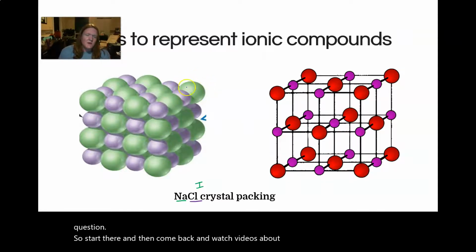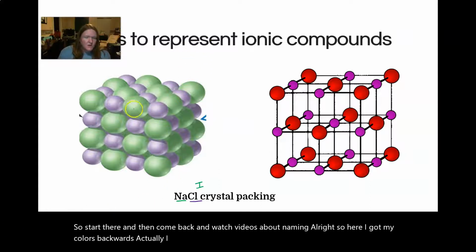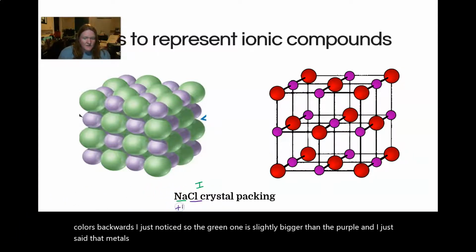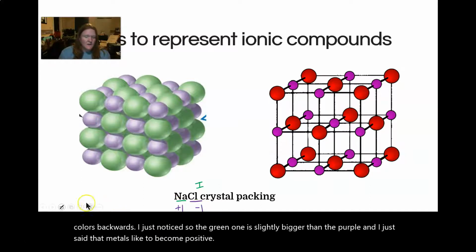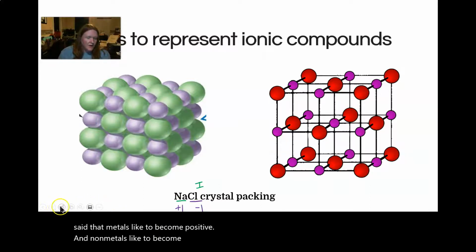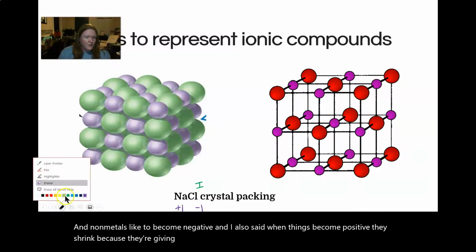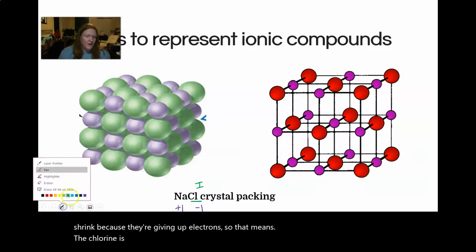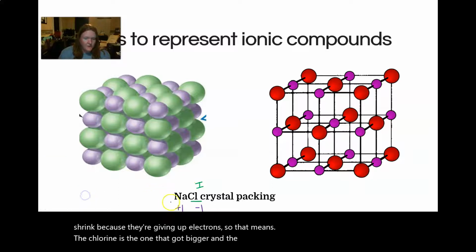All right, so here, oh, I got my colors backwards actually. I just noticed. The green one is slightly bigger than the purple. And I just said that metals like to become positive and nonmetals like to become negative. And I also said when things become positive, they shrink because they are giving up electrons. So that means the chlorine is the one that got bigger and the sodium is the one that got smaller. Oh, there we go. That's better.